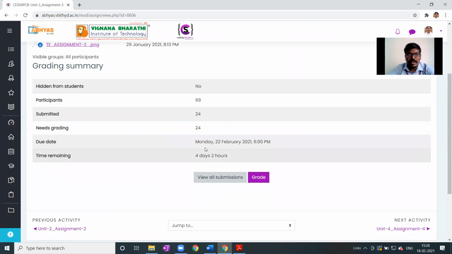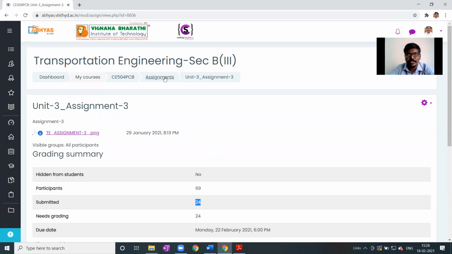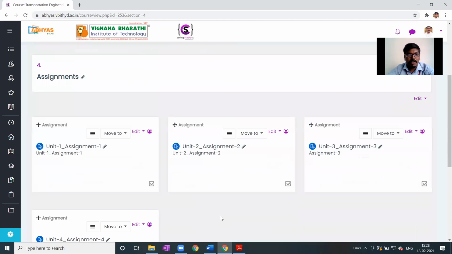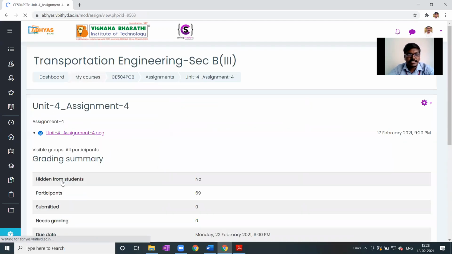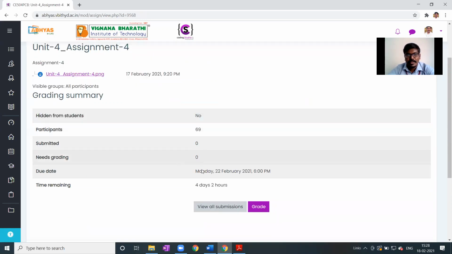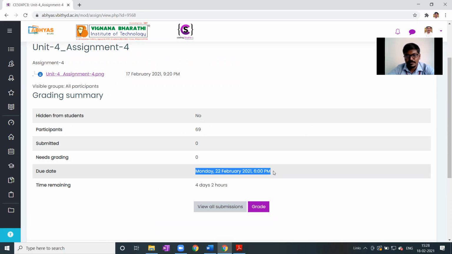Still you have time. I have extended it till 22nd February. So you can submit. I can see only 24 submissions. So try to submit assignment 3 again. If you have not submitted, later on after the 22nd I will not be extending further. Assignment 4, I have already given. Here you can see, again the deadline for this submission is 22nd February.